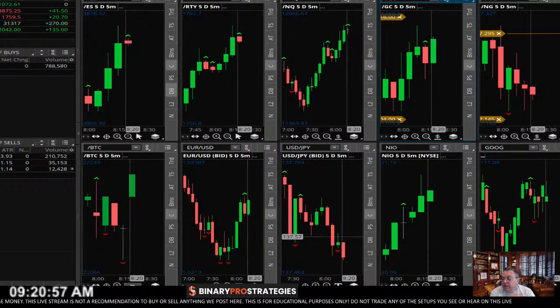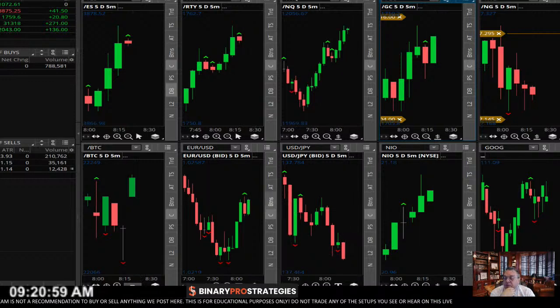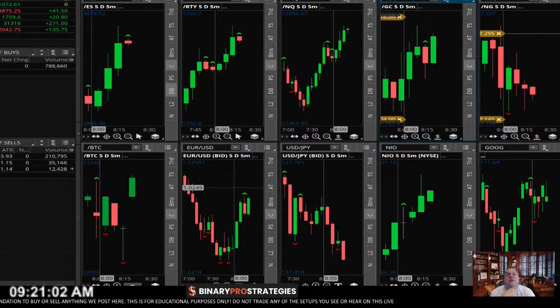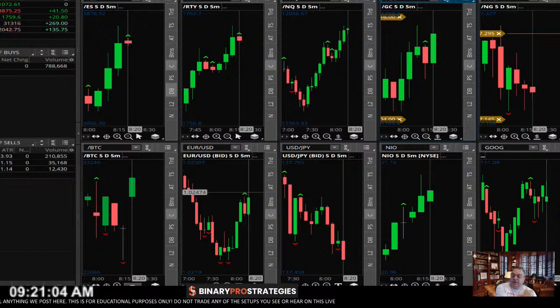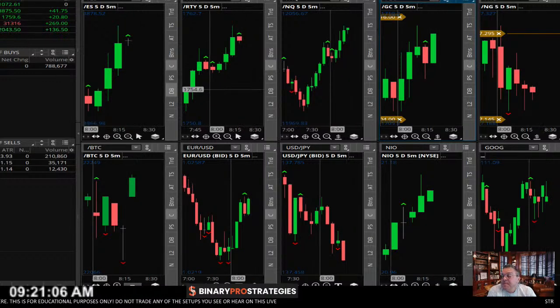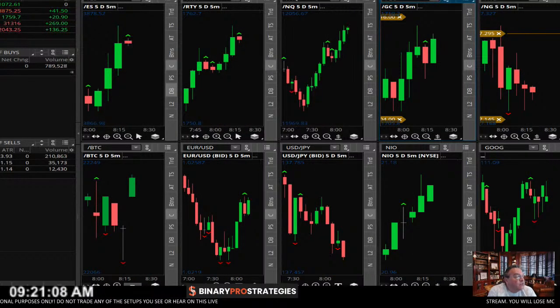Nice little down carrot there on the US yen. Did have a buy over here on the euro. Wasn't able to catch that one fast enough, but had a nice little buy over here. Still short natural gas, still short gold.